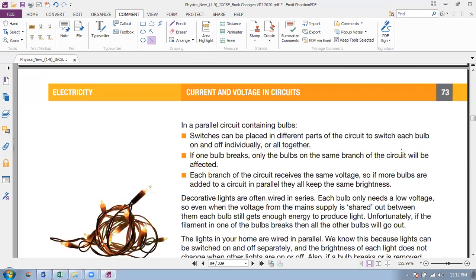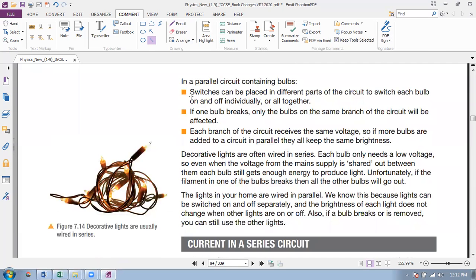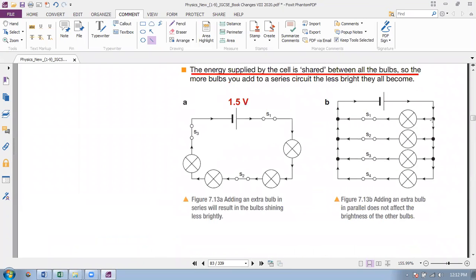So these are some properties of series circuit. Now look at this parallel circuit. Switches can be placed in different parts of the circuit to switch each bulb on and off individually or all together. So switches can be placed in different parts.